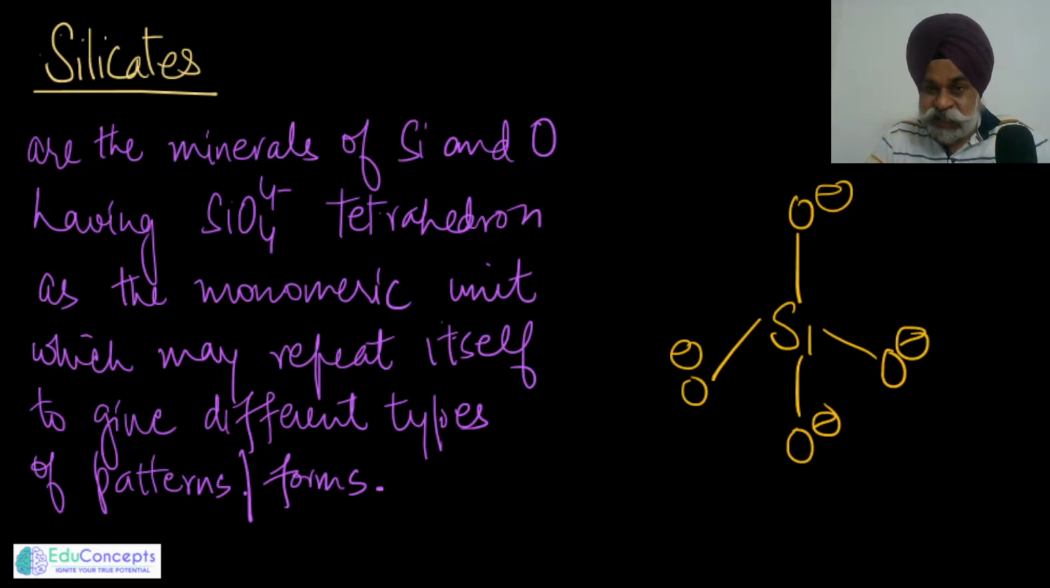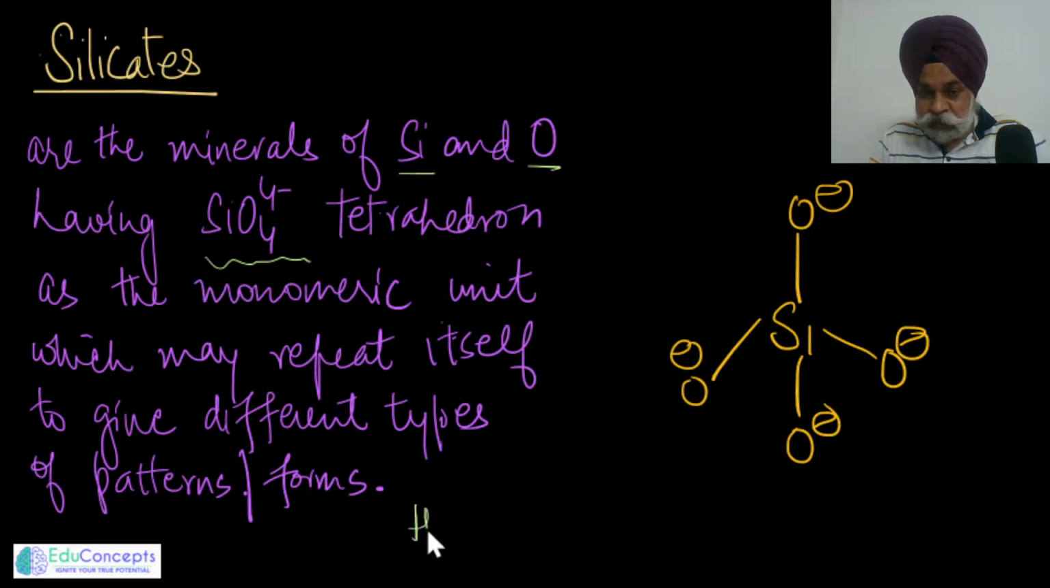What exactly do we mean by silicates? Silicates are minerals or compounds in which silicon and oxygen are present in the form of the silicon tetrahedron, SiO4 negative. This is the monomeric unit which, when repeated again and again to form different patterns, we call silicates.